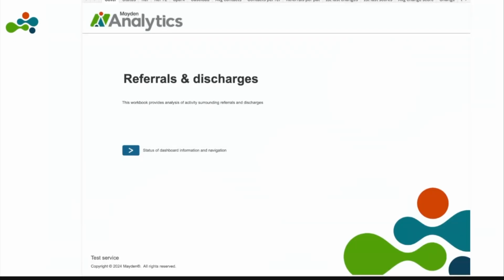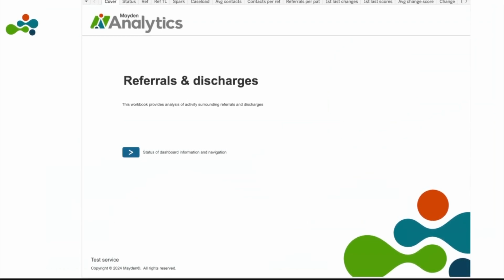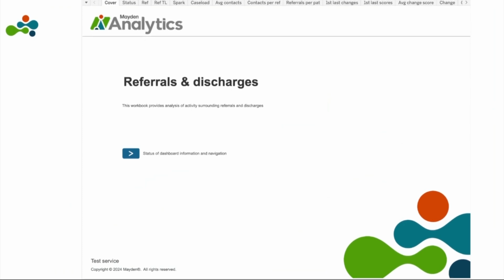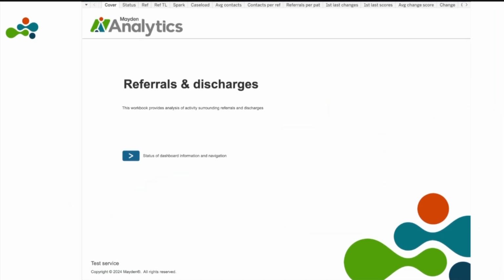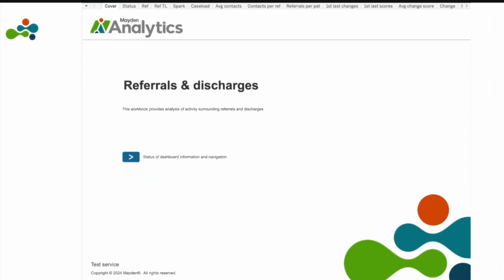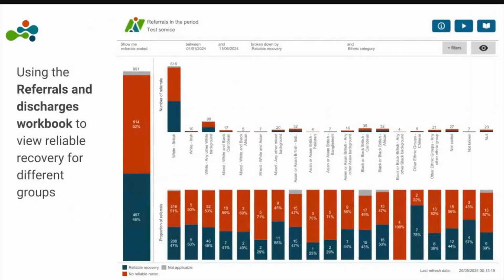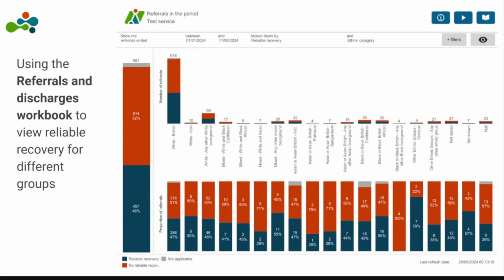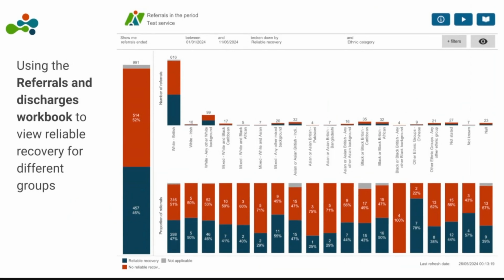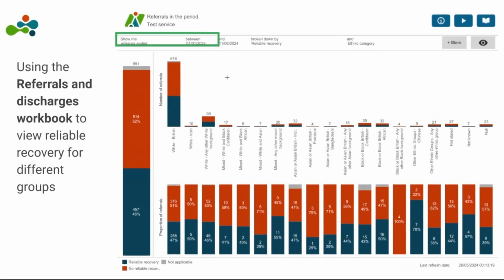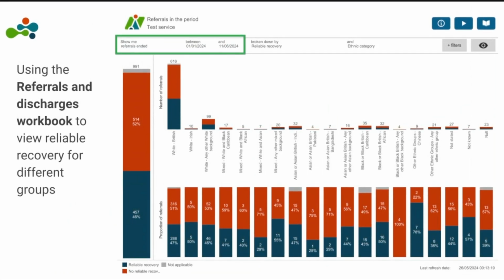So let's start by going through a few of the existing workbooks. The first one is called Referrals and Discharges. This is a large workbook with a number of different dashboards in it that allow you to look at all sorts of different information about your patients. So a couple of examples, looking at the Referrals tab. When we go into that, the first thing you do is just set the group of the cohort of patients that you want to look at, so the time period.